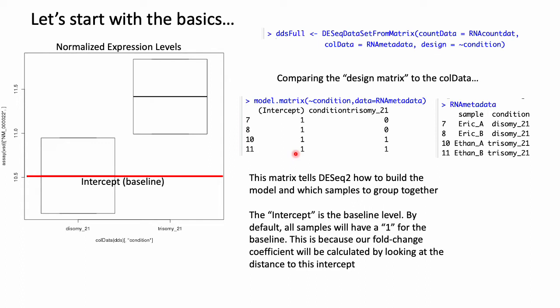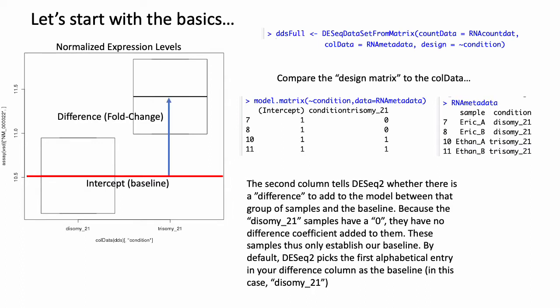DESeq2, and GLMs in general, construct a model by first establishing a baseline, or intercept, and then later establishing a difference coefficient relative to this baseline. For samples with a 0, this difference coefficient is multiplied by 0. As such, the only value left for the fit is the intercept. Essentially, these samples will only be used to establish our baseline.